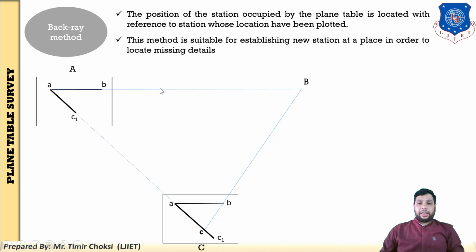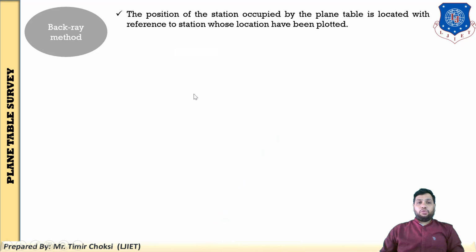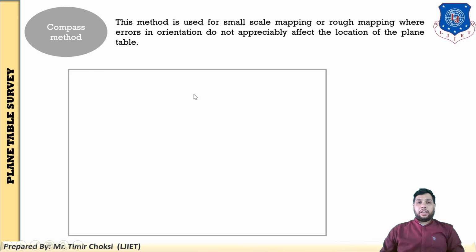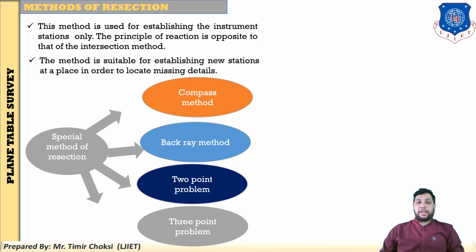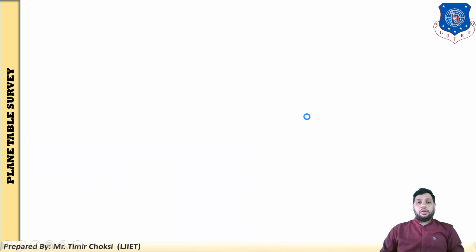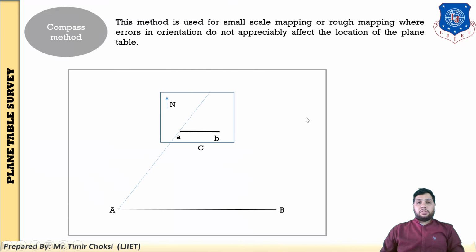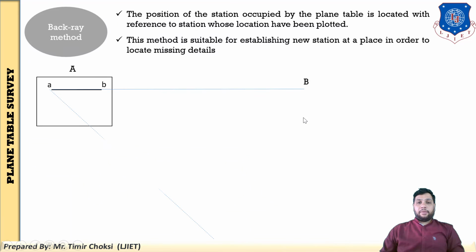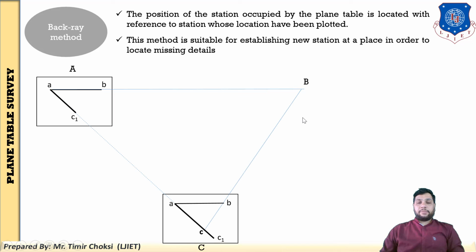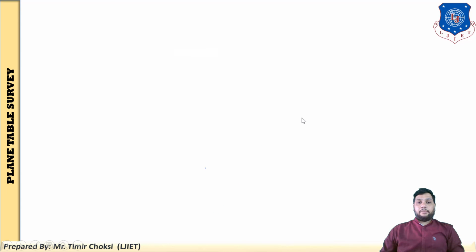Okay, hope you have clearly understood, students. In this session I explained two methods of resection: one is the compass method, and one is the backray method. In the next session I will explain the two-point problem as well as the three-point problem. Thank you so much for watching this video. Remember these two methods, the compass method as well as the backray method.